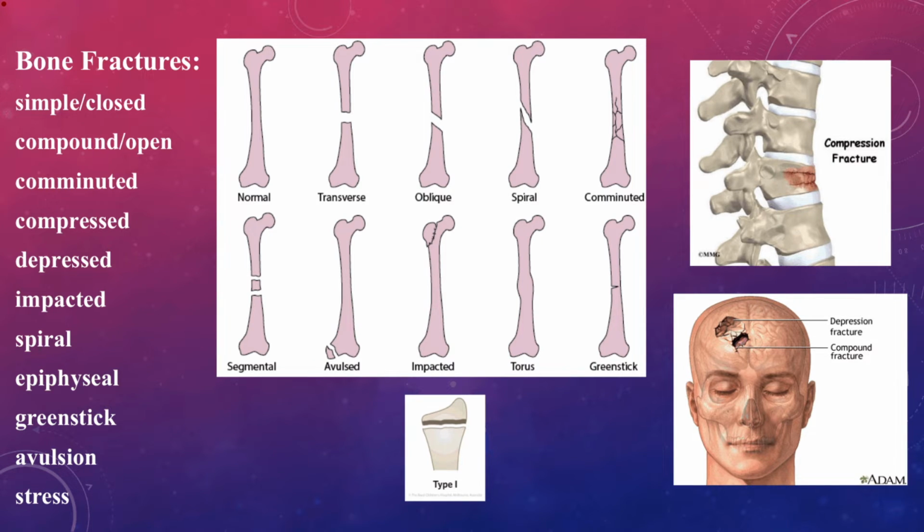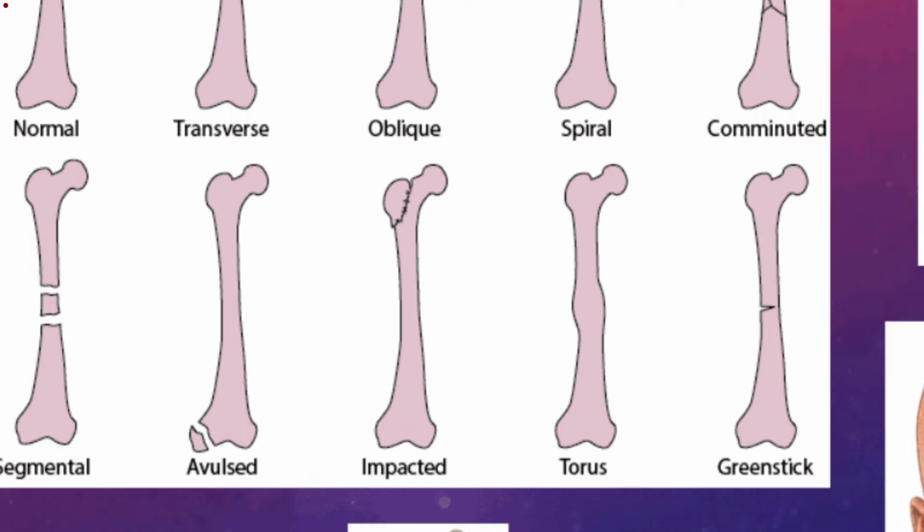Okay, bony fractures: simple, closed, compound, comminuted, compressed, depressed, impacted, spiral, green stick, stress fractures, epiphyseal fractures, avulsion. So this is an illustration that shows some of those. Let's zoom in and I'll go back to my other set of slides, I think, where I have some things written out.